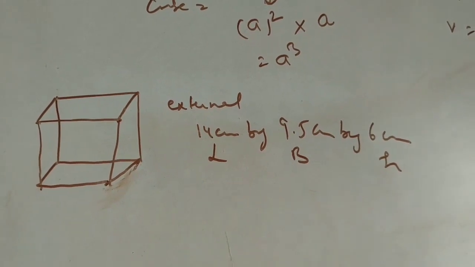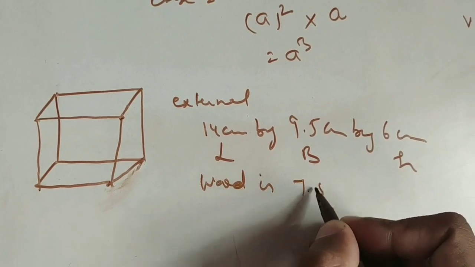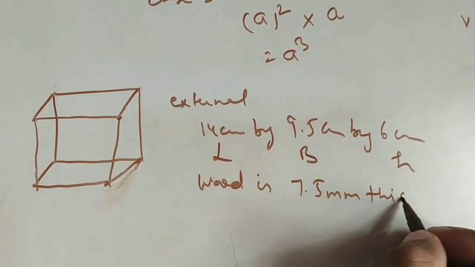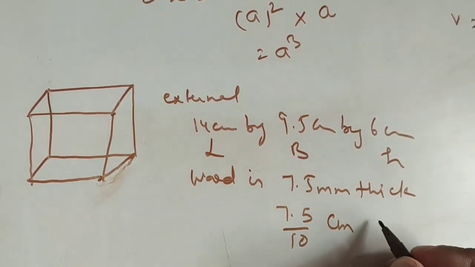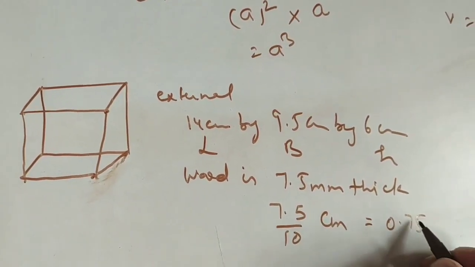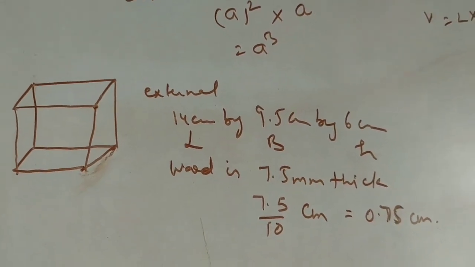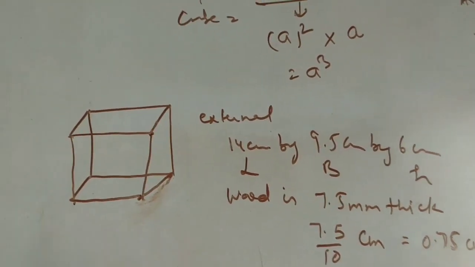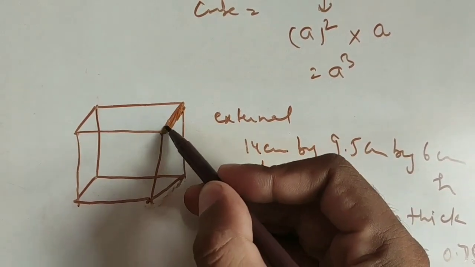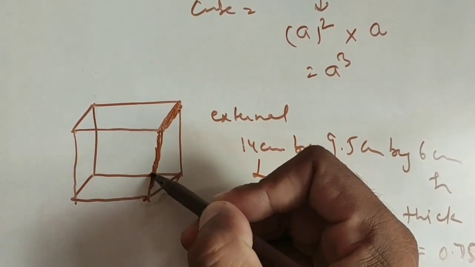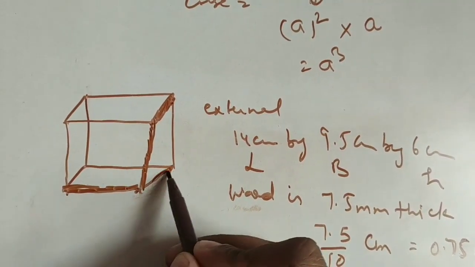And wood is 7.5 millimeter thick. The thickness of wood is 7.5 mm. 7.5 mm means 7.5 divided by 10, which is 0.75 centimeter. This much thickness is there. Find the volume of wood. We need to find out the volume of wood. Now this is the thickness of the box I am showing you. So this type of thickness will be there.